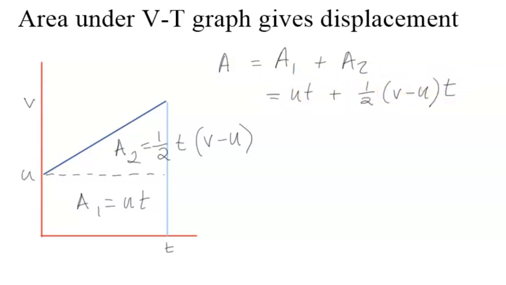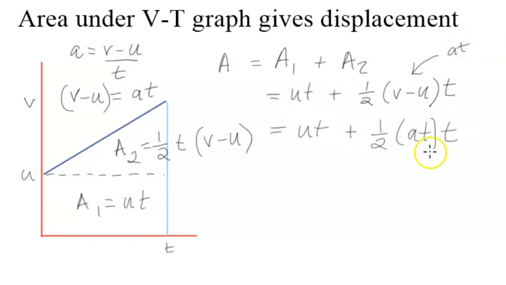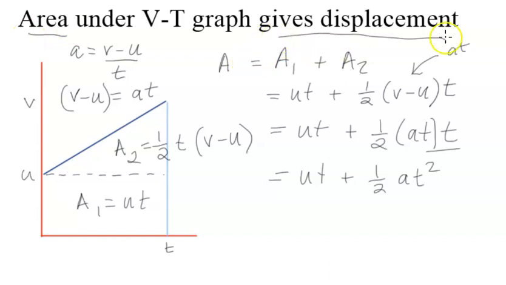Now recall from the first video, from the equation for acceleration, we can rearrange this to show that v minus u equals at. So that means over here we can replace this with at. So let's do that. And notice here we can multiply the t. So recall the area under the graph gives the displacement. So we've just derived the second equation.